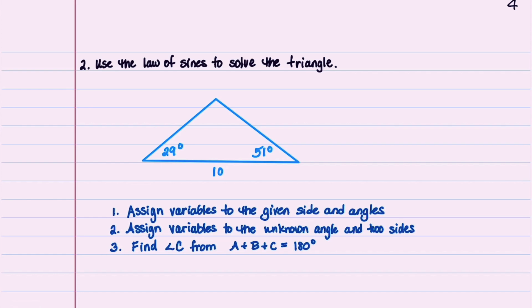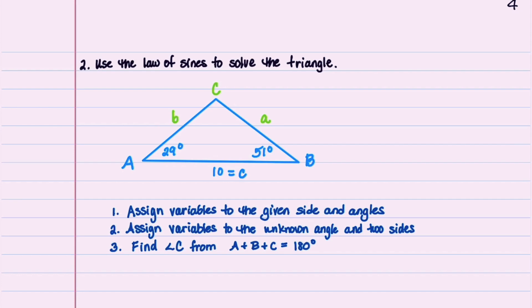This triangle is an angle-side-angle triangle, so we know that the law of sines applies. We'll begin by assigning variables to our given sides and angles. We'll let the left angle be A, the right one be B, and then the side length is going to be opposite our angle C, so that is equal to small c. We'll then assign variables to the unknown angle and two sides. So our unknown angle is going to be C. Our side opposite angle A is little a, and our side opposite angle B is little b.